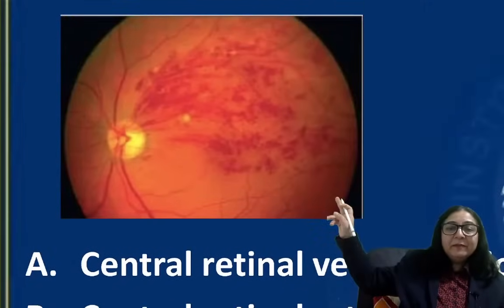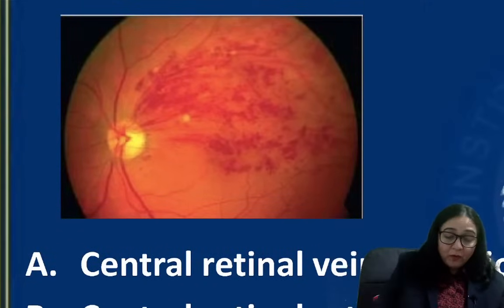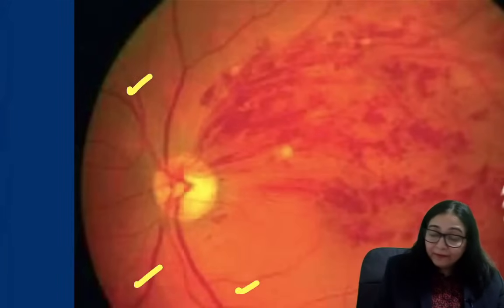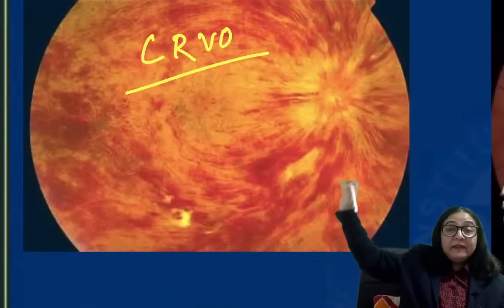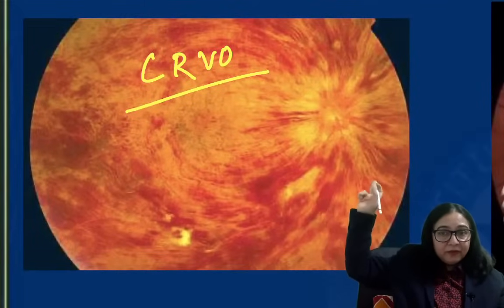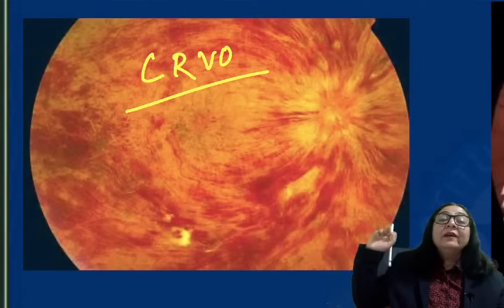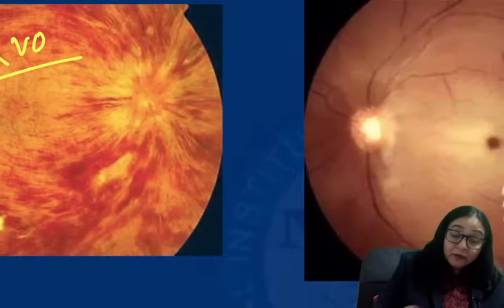Now I'm sure it is clear why the previous picture was different. See the difference between this image where there are hemorrhages only in one quadrant, this area is normal, this area is normal, this area is normal, and this one where you see hemorrhages all over. So the first one will be branch retinal vein occlusion. This one will be central retinal vein occlusion. How does artery occlusion look like?